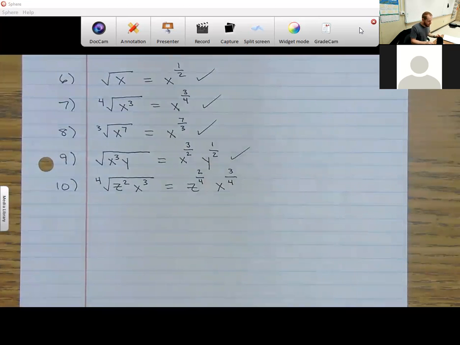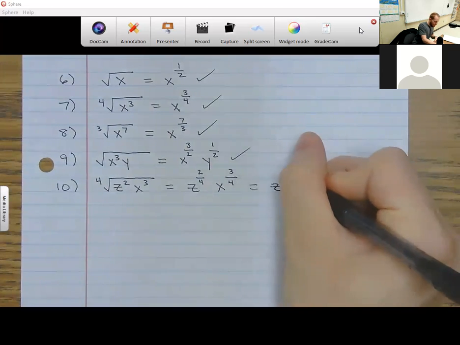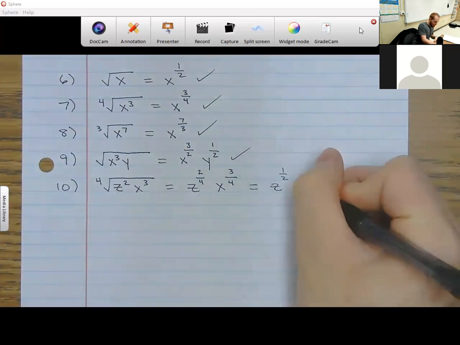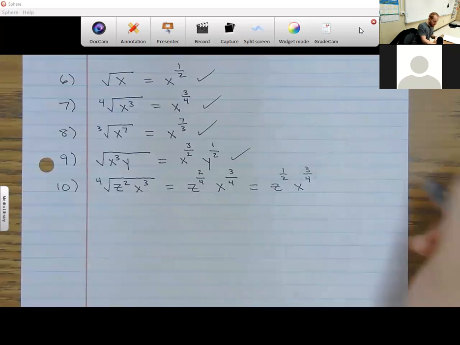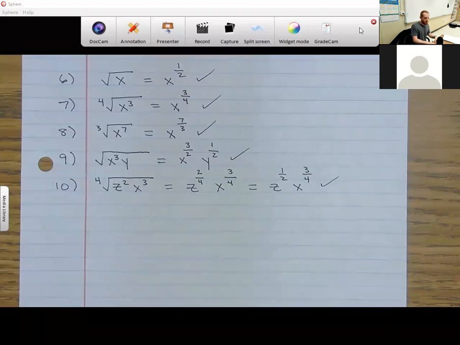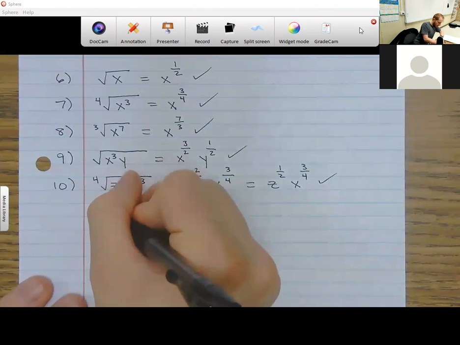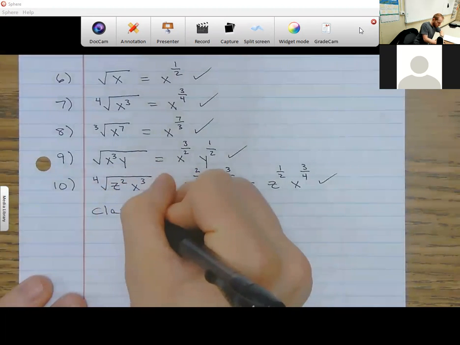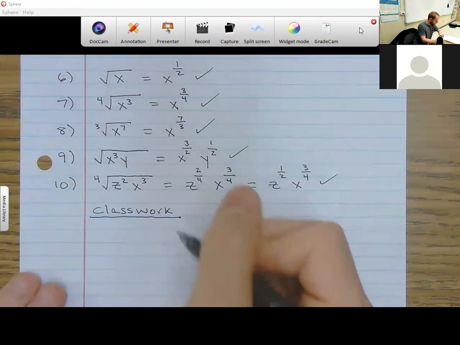Now, what can I do with this fraction right here? I can actually reduce it, right? Because we know that 2 over 4 is the same thing as 1 over 2. So I can actually write this as z to the 1/2 power and x to the 3/4 power. And I'm done. Okay, let's look at some of the classwork. I might do 2 or 3 of the hardest problems, and I'll let you guys do the rest.